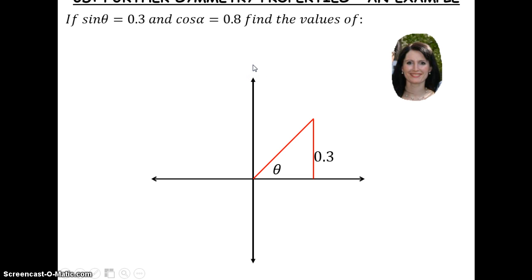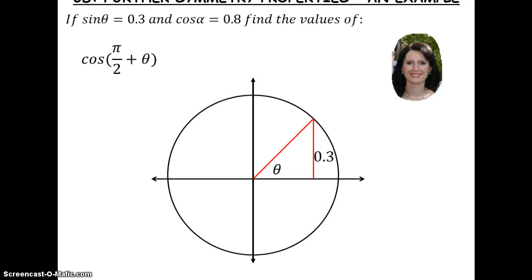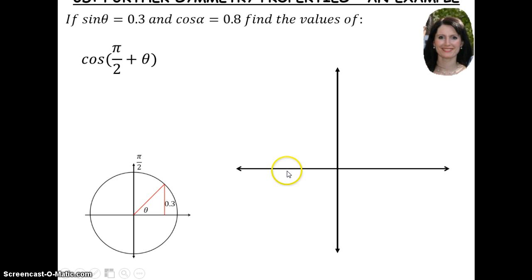Let's do another one. So here we're going to say if sine theta is 0.3 and cos alpha is 0.8, we want to know the value of cos pi on 2 plus theta. So here's the unit circle, and I'm drawing in the original information that I need. We're dealing with theta, so I'm going to draw the triangle with theta, and we know that the sine of theta is 0.3. There it is there. Now, let's put that in the left-hand corner so we can refer to it if necessary.